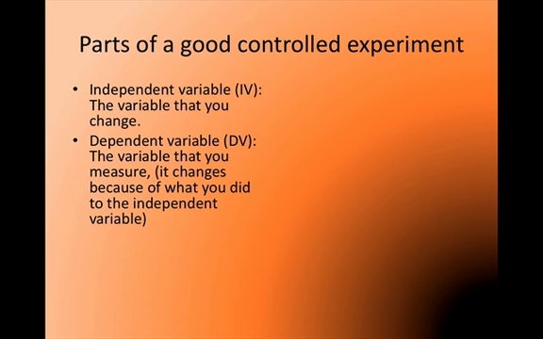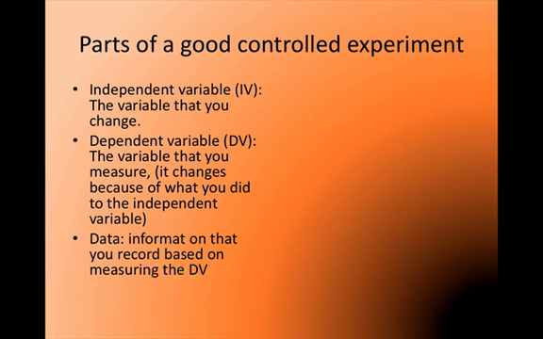So an independent variable is what you change. The dependent variable will change, but it does so because of whatever you did. It happens on its own in the experiment, and it typically is what you're looking for. In experiments, we like to collect data. You notice I said how many days it took food to spoil. That's data. It's information that you record based on measuring the dependent variable.